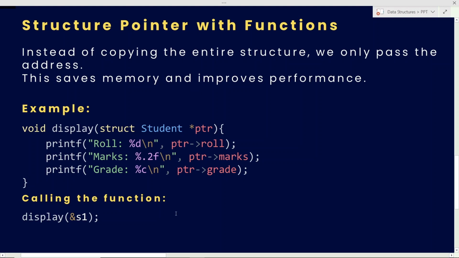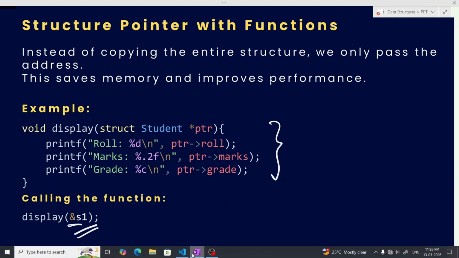So you will see here void display function, we are calling this function inside main. Instead of passing the entire structure, we are simply giving address of S1. Whatever is the address of S1 variable, that we are passing to the function, and in the function parameter we are passing structure student pointer. Now let's quickly run this code. We'll run this code and we'll see how our structure pointers are passed into a function.